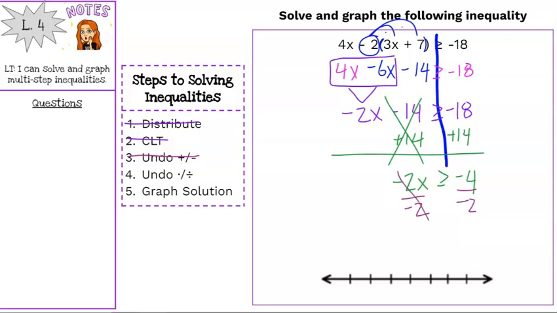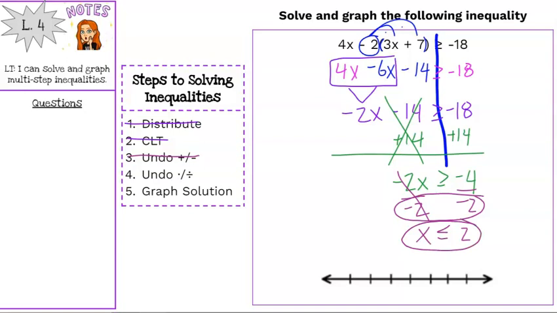The -2's cancel. We're left with x. -4 divided by -2 is +2. And now remember, when you multiply or divide both sides of an inequality by a negative, we have to flip that inequality. So it's no longer going to be greater than or equal to. It is now going to flip to less than or equal to.